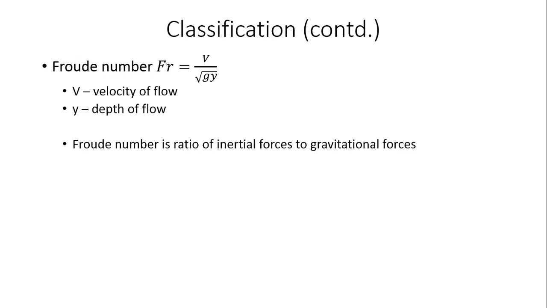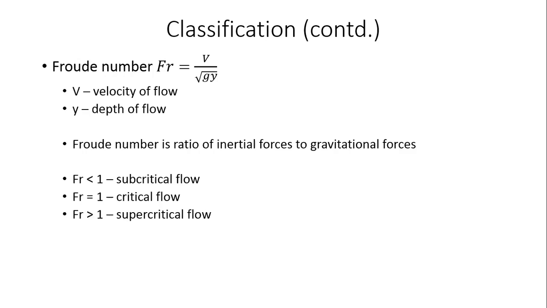Okay, so with the Froude number, we come up with three categories. If the Froude number is less than 1, we say that the flow is subcritical. If the Froude number is exactly equal to 1, the flow is critical. And if the Froude number is greater than 1, we call it supercritical flow.